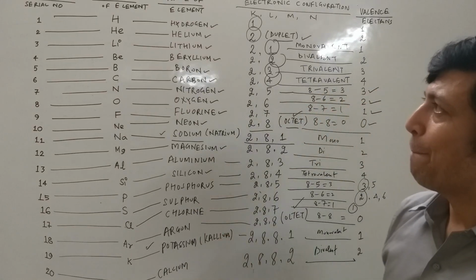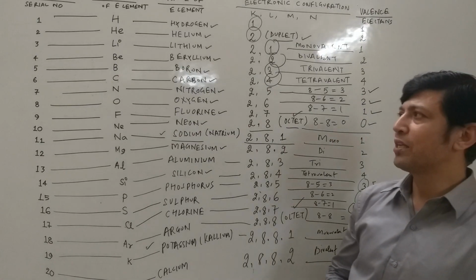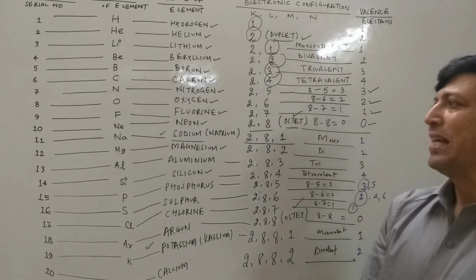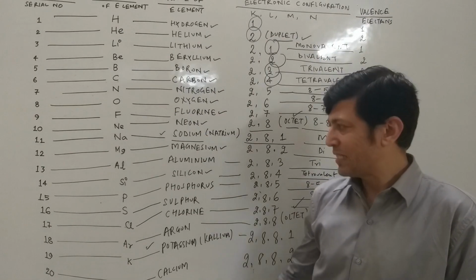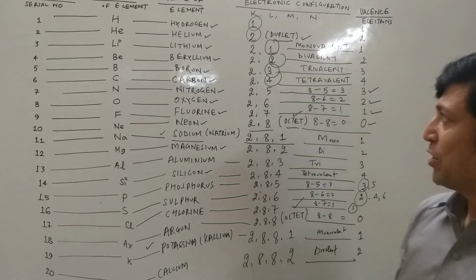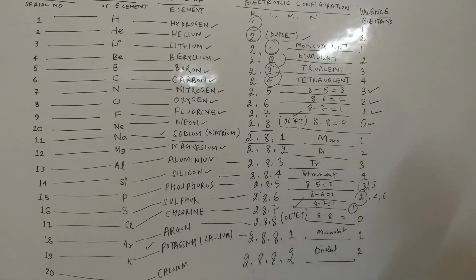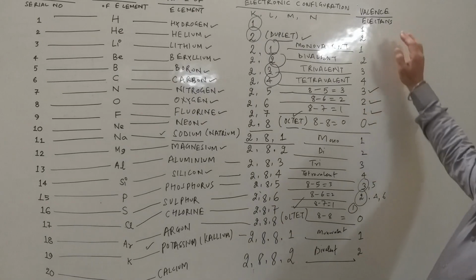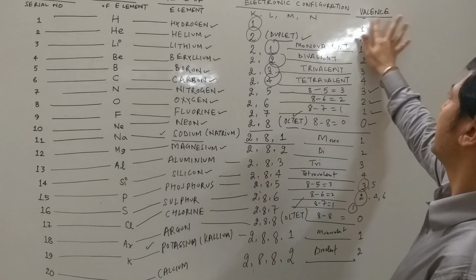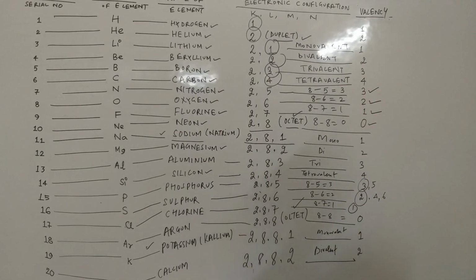So let me have a recap. First 20 elements table. So hydrogen, helium, lithium, beryllium, boron, carbon, nitrogen, oxygen, fluorine, neon, then sodium, magnesium, aluminium, silicon, phosphorus, sulfur, chlorine, argon, potassium and calcium, right? Here there are the names and symbols, and electronic configurations. And here is the number of valence electrons. In fact, I have calculated the valency from the number of valence electrons.